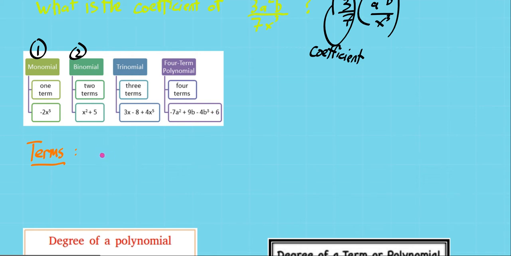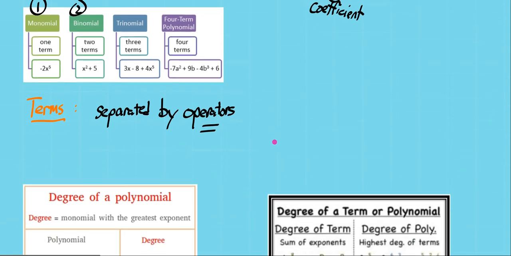Terms are separated by those operators. So if there's something plus something else or something minus something else, then we've got a new term.